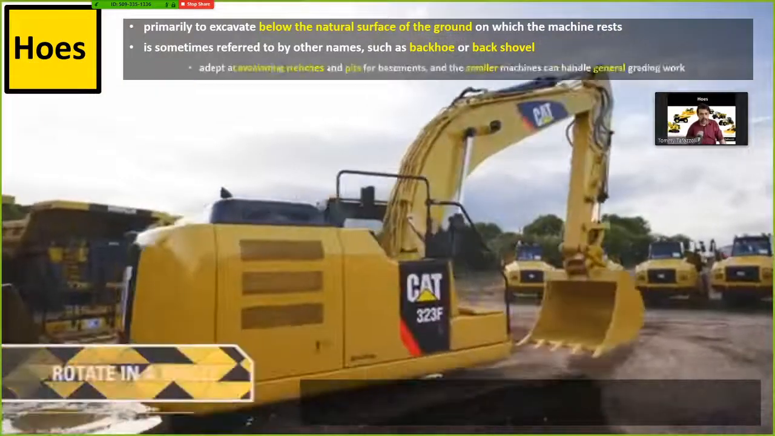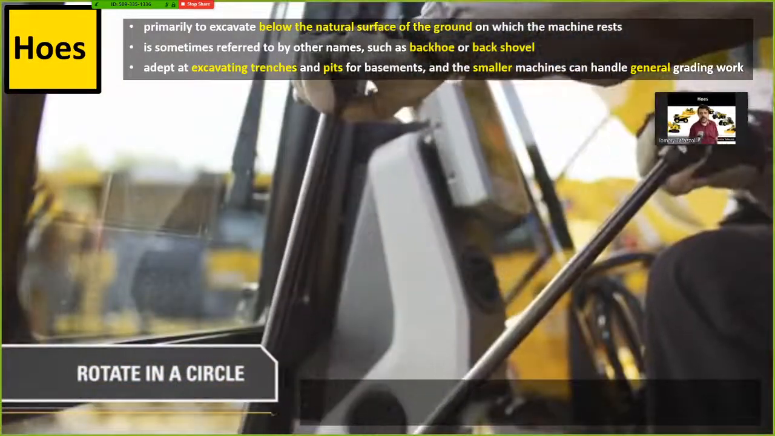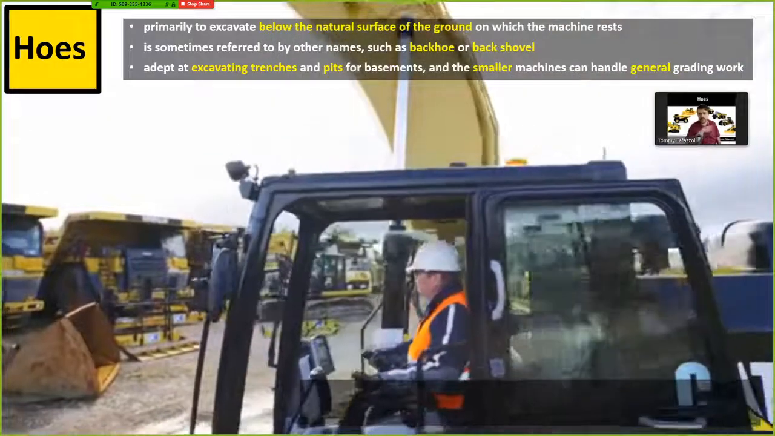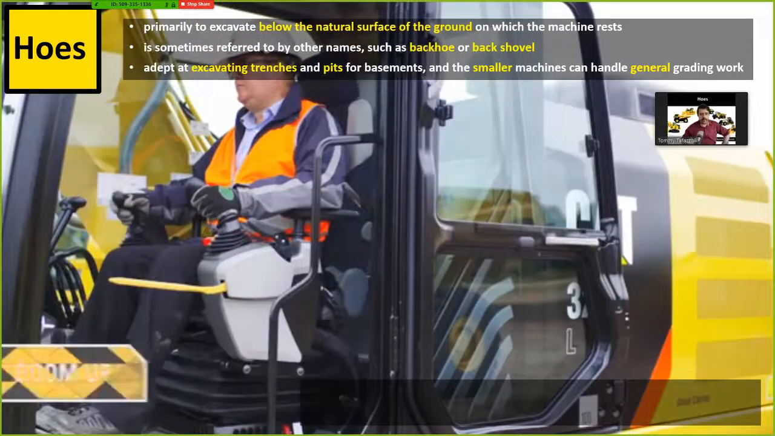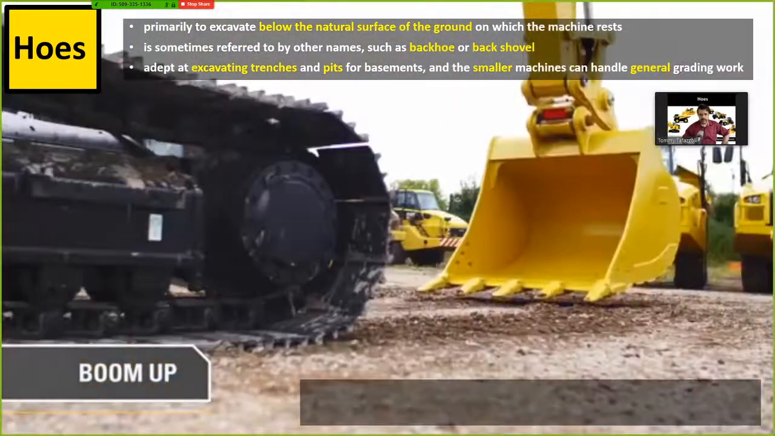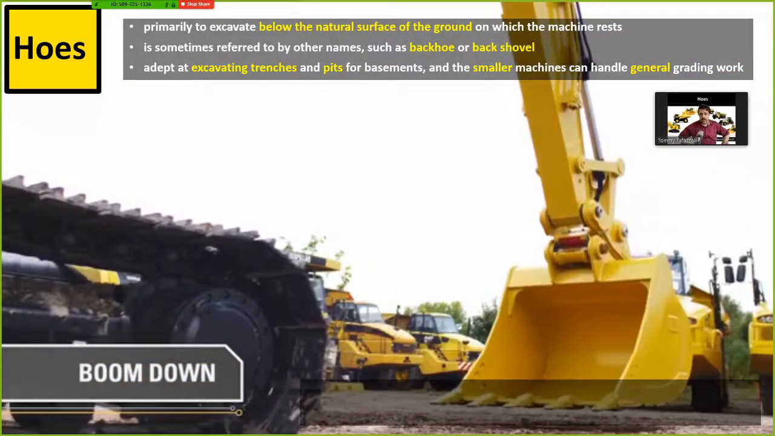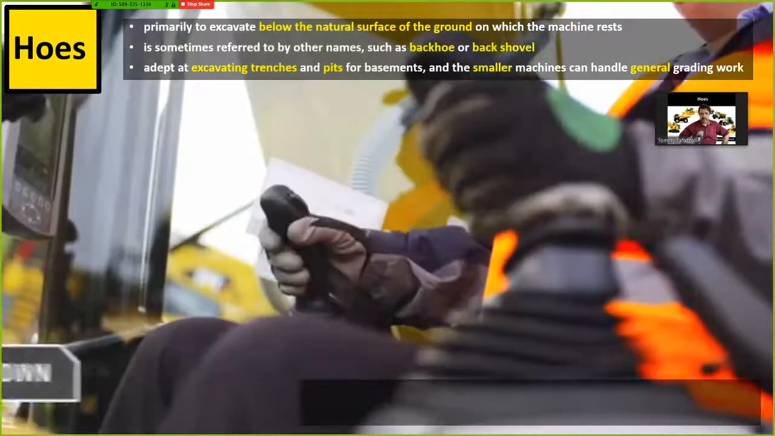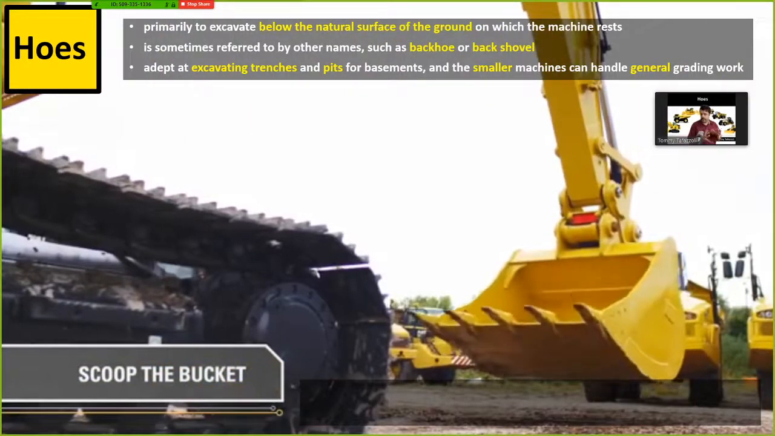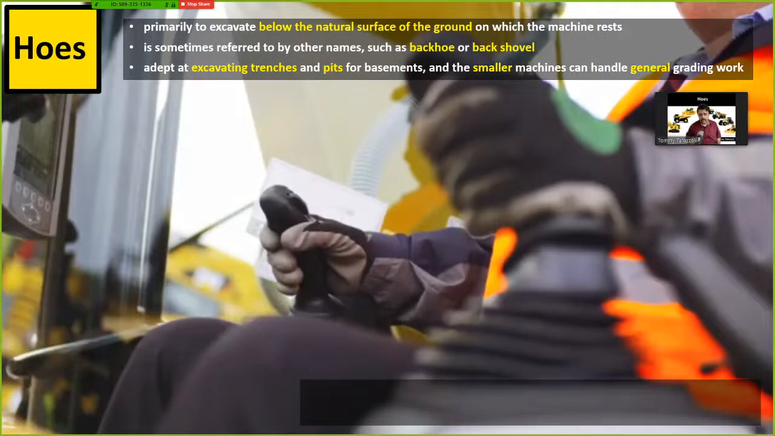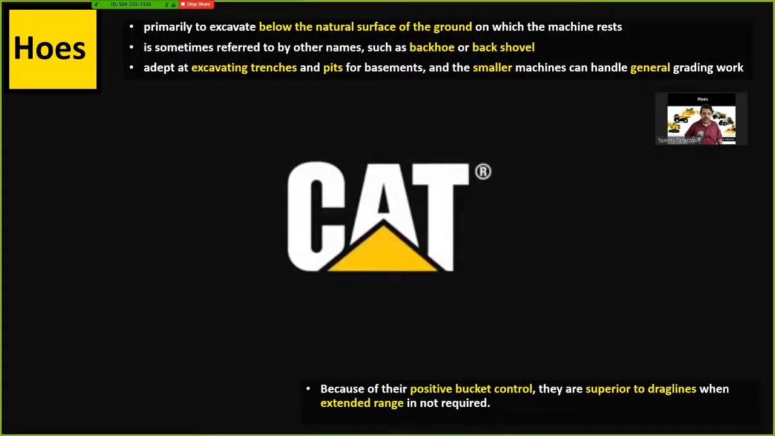So remember that hoe, backhoe, and shovel most of the time mean the same thing to the people who are on the job site. They are particularly useful to excavate trenches, which are again under the natural ground surface. They're very good to excavate pits for basements, and if they are in smaller sizes, they could be used for a variety of different earthwork operations. What do we know about them?